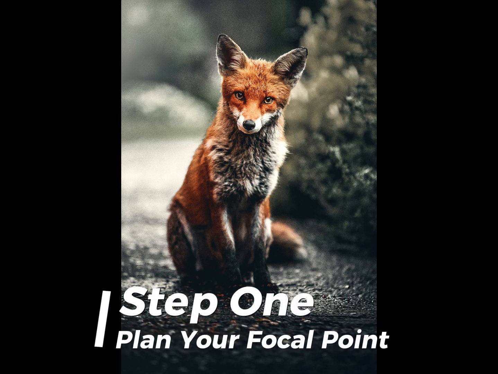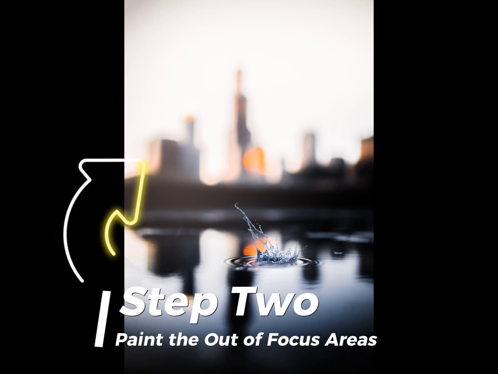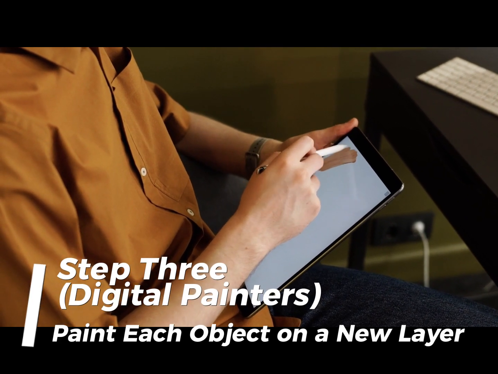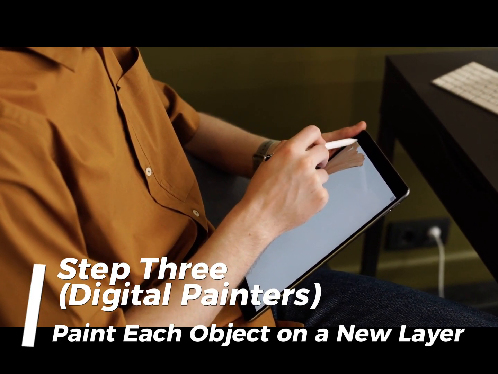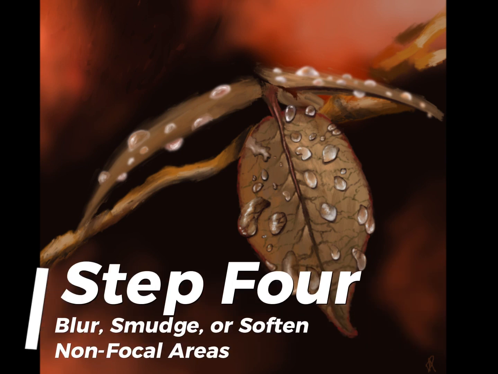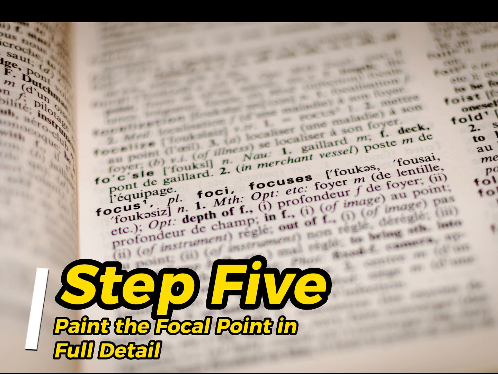Step 1, plan your focal point. Step 2, paint the out of focus areas first. Step 3, for digital painters, paint each object on a separate layer. Step 4, blur, smudge, or soften non-focal areas. And finally, step 5, paint the focal point in full detail.